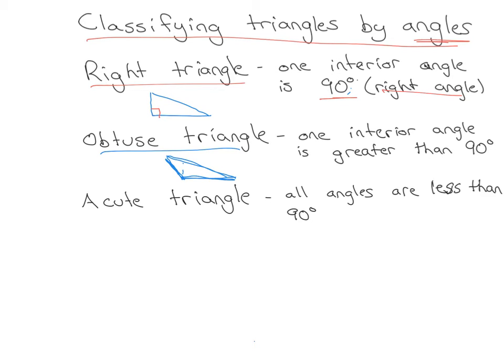And you can see, here's my angle. This angle here is bigger than 90. Maybe I should mark that in red. So therefore, this is an obtuse triangle.